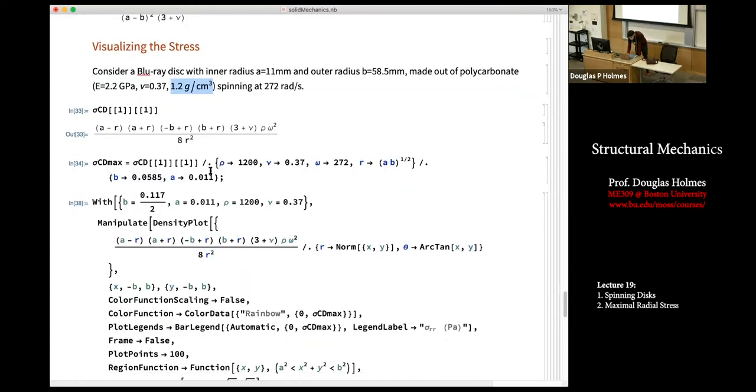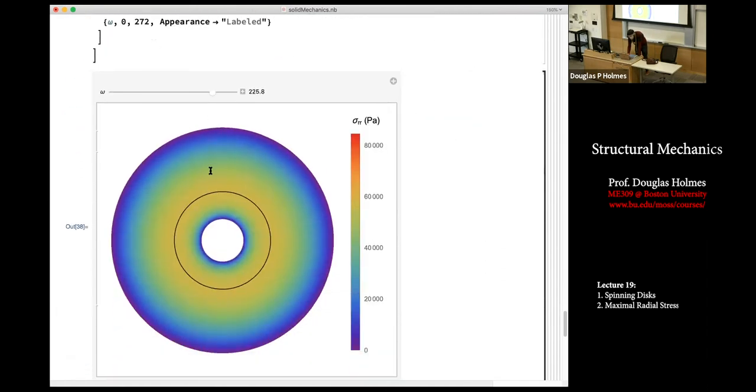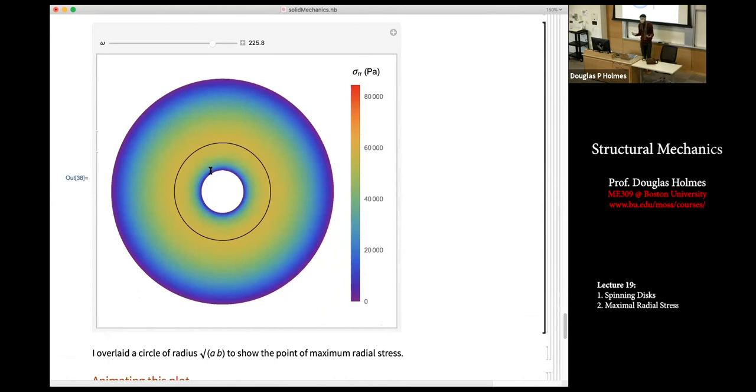So don't worry about any of the code here. This is just a way to make a fancy graph in Mathematica. And here's what that fancy graph looks like. Here's this thing spinning at 225.8 RPMs. I just arbitrarily dragged my little slider here. You can play with this if you want. But what you see is the stress is indeed zero at the inner wall, zero at the outer wall. It increases to some maximum. I overlaid a circle of radius square root of A times B, which is that black line there. That's just to show you where the largest stress is.